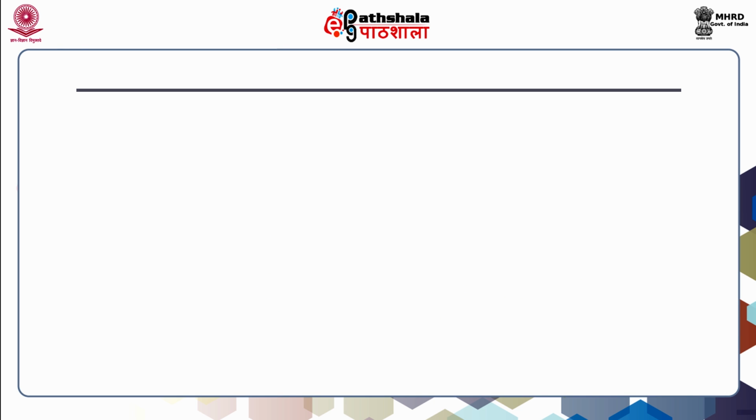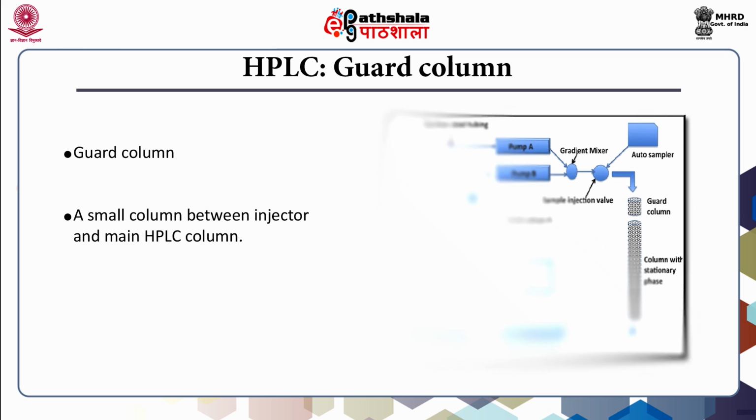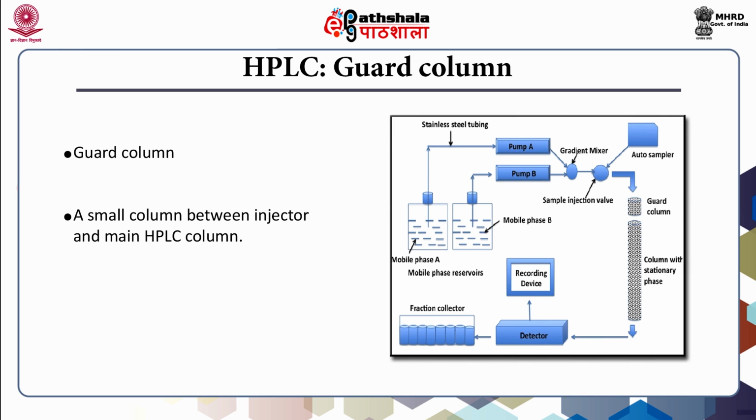In the next slide we will discuss another component of HPLC, that is the guard column. The guard column is a small column between the injector and the main HPLC column, and this column is mainly used to protect the main column from impurities. Whatever impurities are present in the sample are captured in the guard column so that the pure sample goes and enters the main column. That is the main advantage of the HPLC guard column.